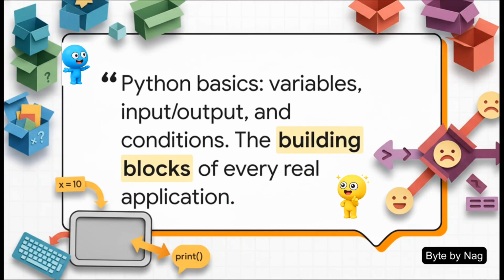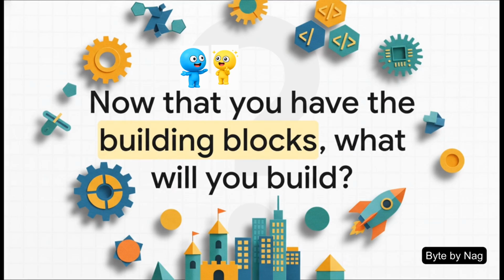And that's it. That's the formula. Variables to store your stuff, input and output to talk to people, and conditions to make decisions. These three concepts are literally the foundation of every single app you use every single day. You just went from knowing nothing to writing a real program that works. You have the essential building blocks. You're ready to start. So the only question is, what are you going to build first?